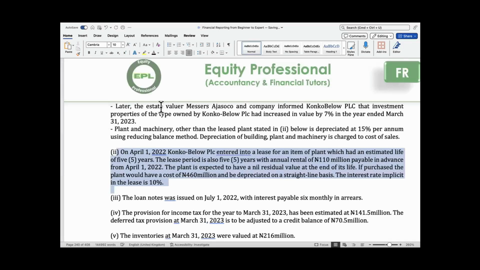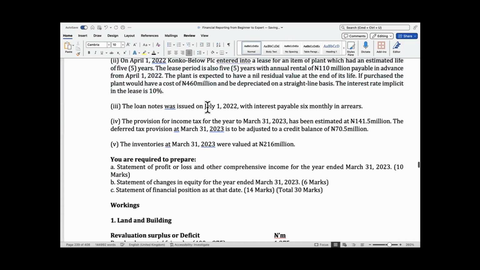Now, loan notes was issued on July 1st, 2022 with interest payable 6 months in arrears. Okay, so which means that they pay interest half yearly, 6 months in arrears. So you wait to the end of 6 months, then they will pay you your interest. You will wait again till another 6 months, then they pay your interest. That's in arrears. They owe you for 6 months, they pay you. They owe you for 6 months, they pay you.